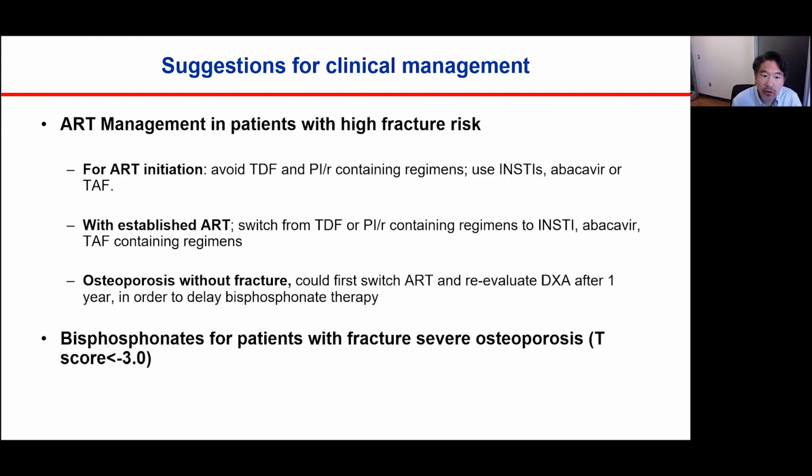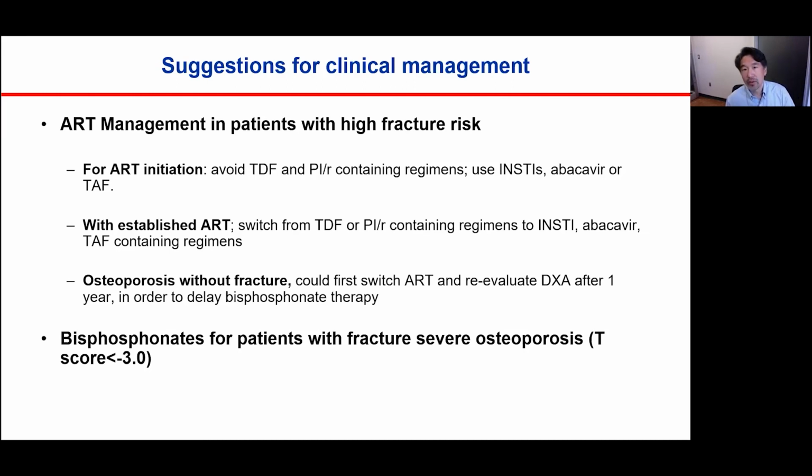As far as what to do for patients who have a DEXA that shows that they're in the osteoporosis range, so less than a negative 2.5 for the T-score, that they don't have a fracture. You could first switch someone who is on an ART regimen, such as ones containing TDF and protease inhibitors, to a new regimen that contains integrase inhibitors or abacavir or TAF, and reevaluate the DEXA at 1 year.